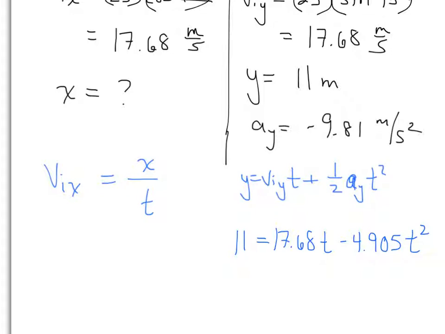It's going to look like negative 4.905 t squared plus 17.68t minus 11 equals 0. So subtract the 11 from both sides and go ahead and switch these, carrying over the negative, please, and carrying over the positive here. And now we have a quadratic. Here's A, here's B, here's C.